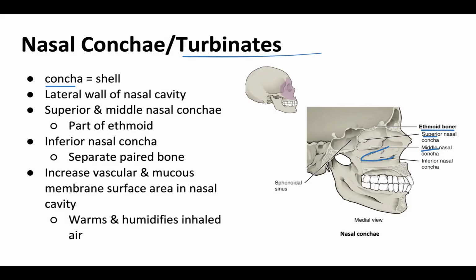Now, it may seem counterintuitive to have bone in an already tight nasal cavity region, but these bones are covered with mucous membrane, and so that allows for an increased surface area in the nasal cavity. And the turbulence caused by these bones with the inhaled air as it comes in allows that air to warm and humidify. So there's several functions here.